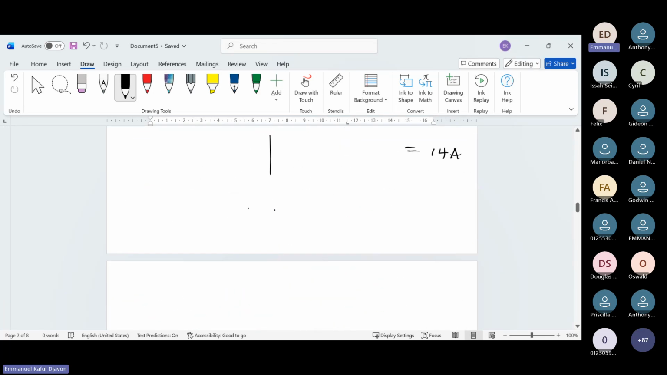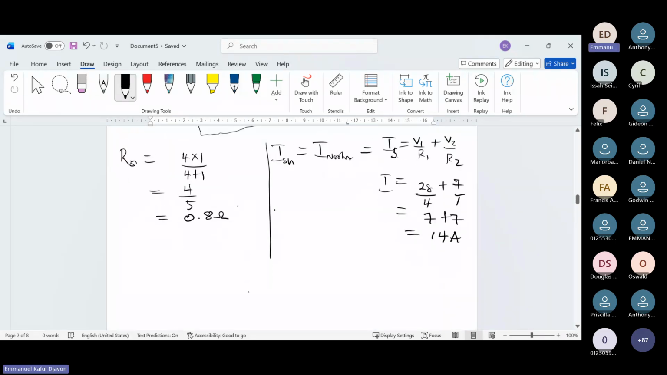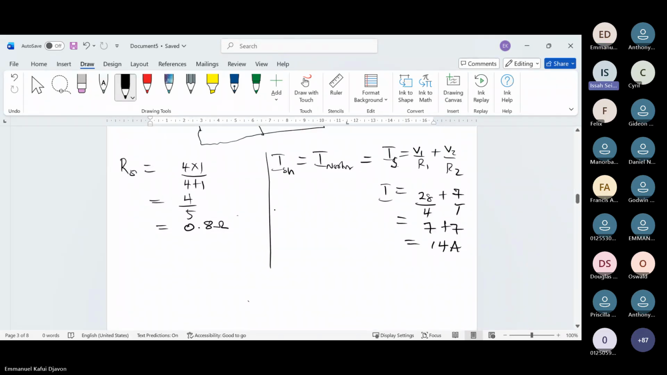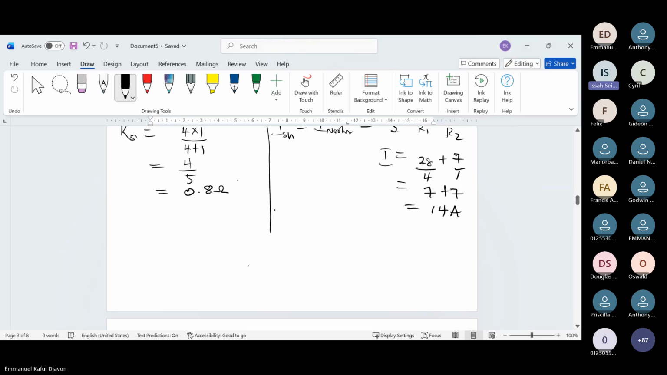So now we know the current already. We know the R total. So I can draw the equivalent circuit. I can draw the equivalent circuit as this. Remember how a Norton circuit should be.